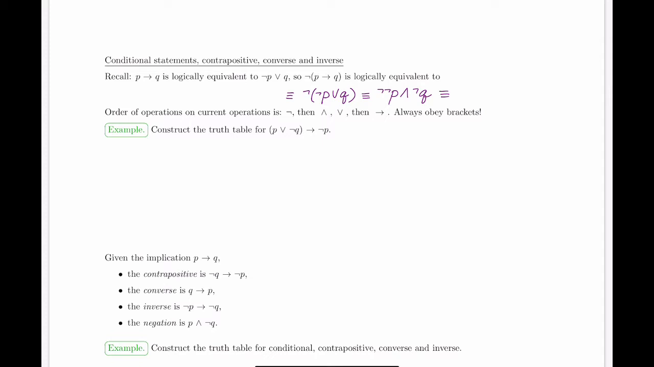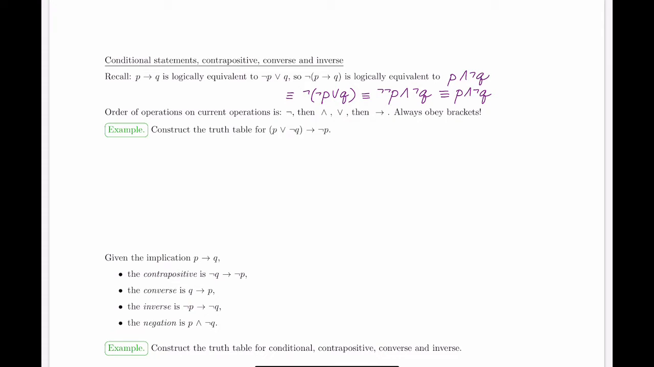The double negation law says that not not P is equivalent to P, and so the simplest form we can get to in this case is P and not Q. So if the direct conditional is equivalent to not P or Q, then negating it would produce a statement that is logically equivalent to P and not Q.